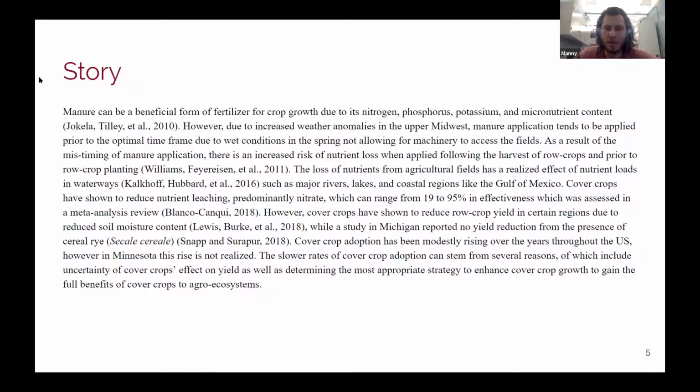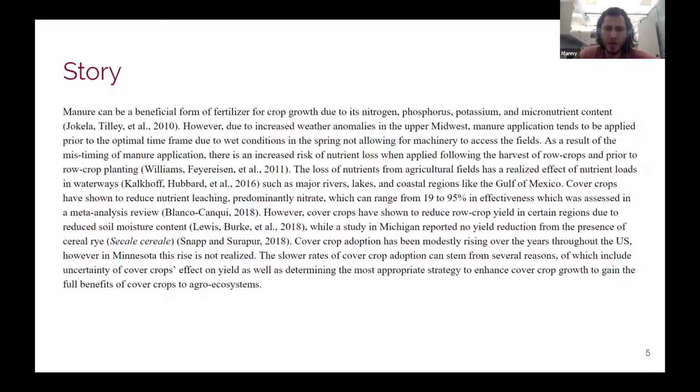The loss of nutrients from agricultural fields has a realized effect of nutrient loads in waterways such as major rivers, lakes, and coastal regions like the Gulf of Mexico. Cover crops have been shown to reduce nutrient leaching, predominantly nitrate, with effectiveness ranging from 99 to 95%, as assessed in a meta-analysis review. However, cover crops have been shown to reduce row crop yield in certain regions due to reduced soil moisture content, while a study in Michigan reported no yield reduction from the presence of cereal rye.